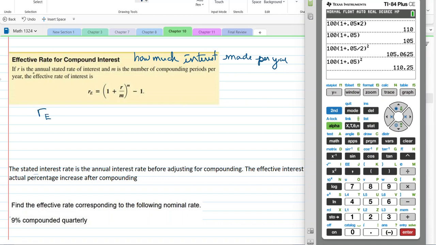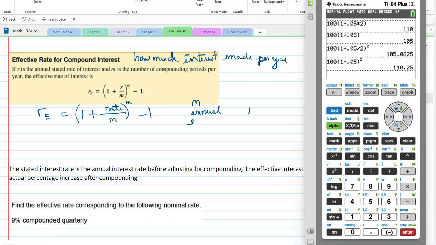That's effective rate equals 1 plus rate as a decimal divided by number of payments per year, raised to the number of payments per year, minus 1. All right, so here we go. This is what we do to find it. Now remember that our M is annual for 1, which is what I did.